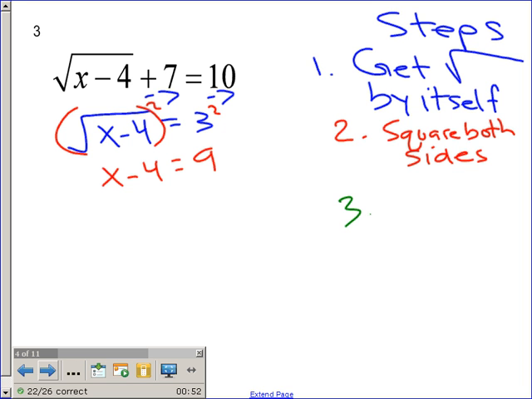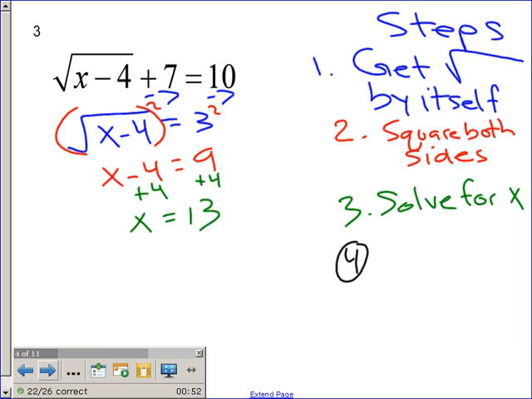The next step, we're going to solve for x. If we have x minus 4, we have to add 4 to both sides. X equals 13. And then the last thing that we would like you to do is check.